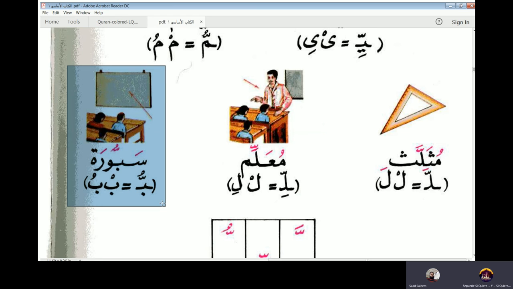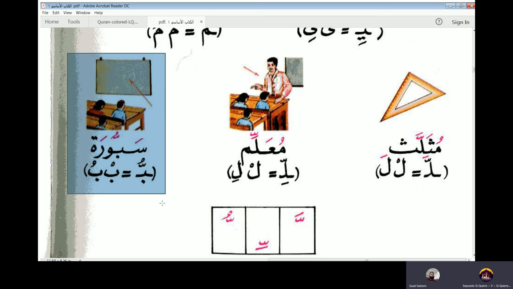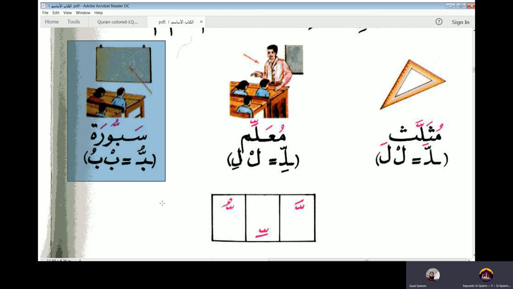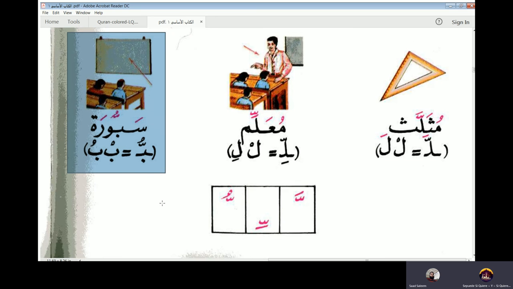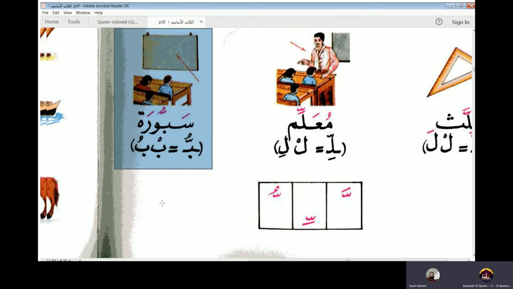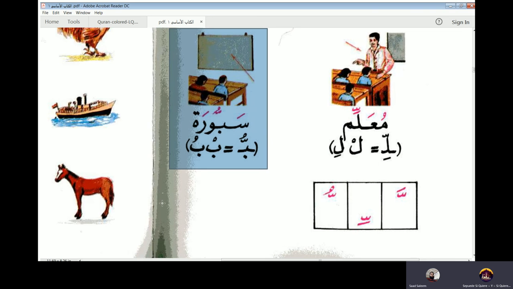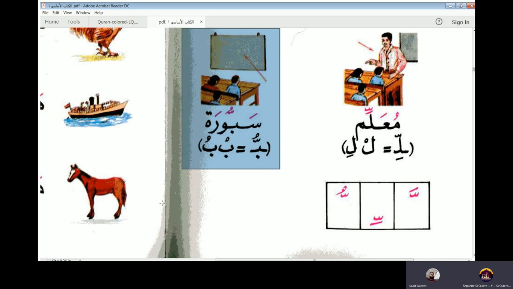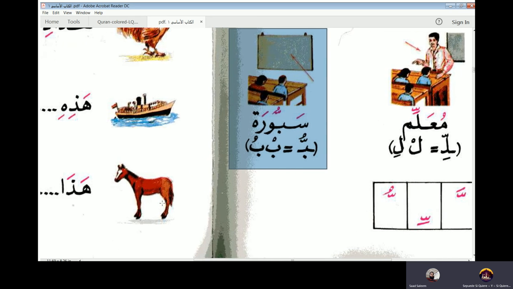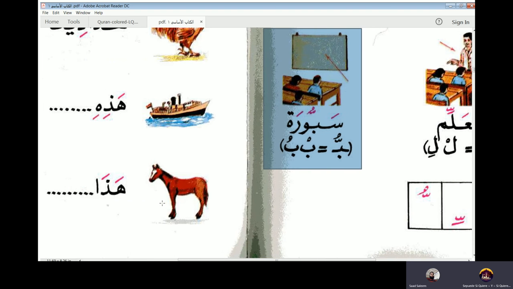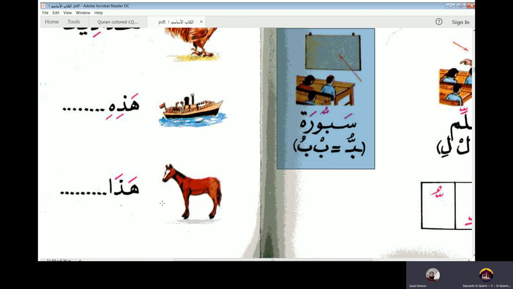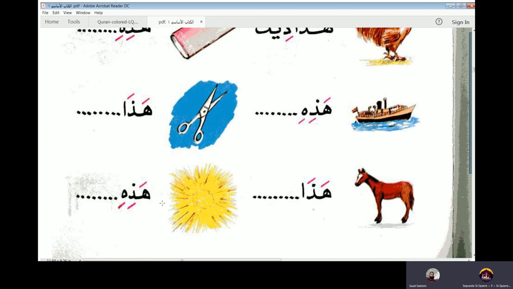Saburatun, saburatun. Saburatun is a blackboard. Yes, board. And you have two bas, two b's, and the first is ba Sukun, and second is ba Dhamma. Yes.